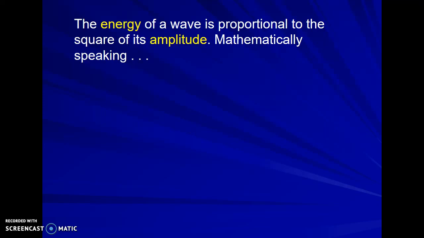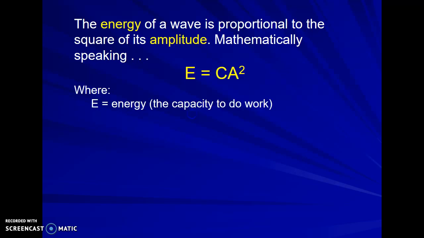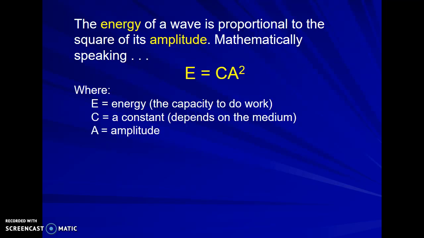The energy of a wave is proportional to the square of its amplitude. So mathematically speaking, you have an equation E equals C A squared. Let's talk about the letters. E is going to equal the energy, or the capacity to do work. C is a constant that depends on the medium, so that would depend on the particles that the wave is traveling through. A equals amplitude.